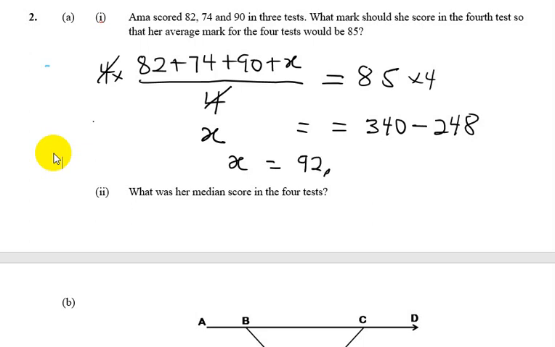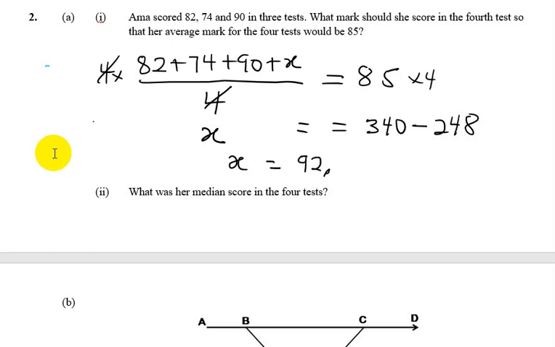So it means that the 4th test that Amma will do, she should get 92 in order to make her get an average of 85. I hope it's clear.